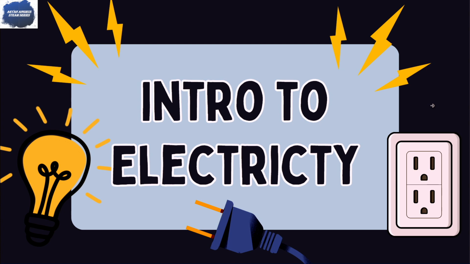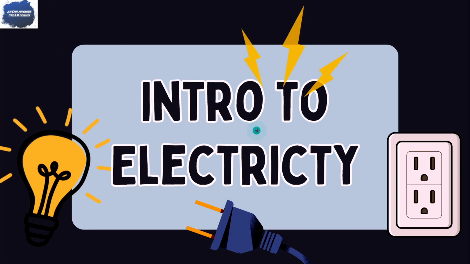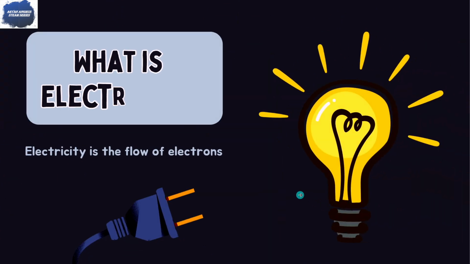Today, I'll be talking about electricity. This can be a 4-part series, so make sure to follow along. The first big question is, what is electricity? Electricity is the flow of electrons. It's the presence and flow of an electric charge going from one point to another.